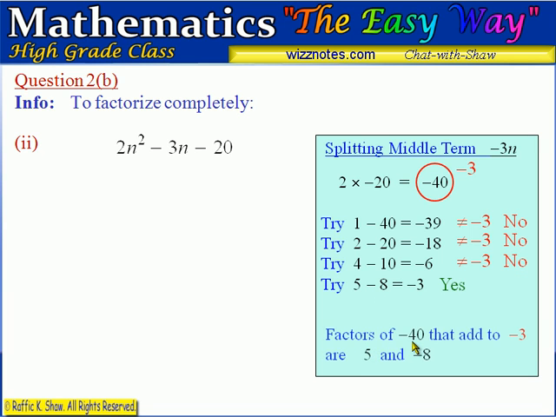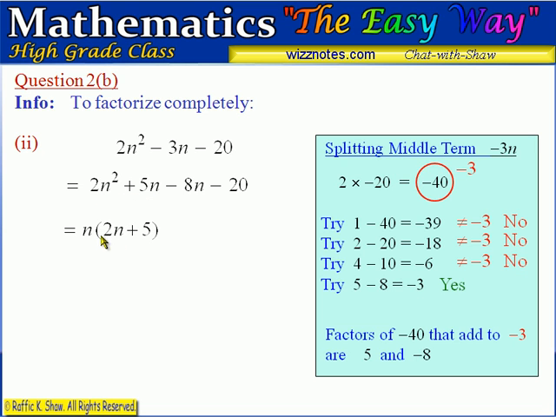And this is it. Factors of negative 40 that add to negative 3 are 5 and negative 8, and therefore the expression becomes 2n squared from here. The negative 3n, we split it into plus 5n minus 8n, and the negative 20 comes back here. And now we have 4 terms, and we can proceed by factorizing by parts or factorizing by grouping in the normal way. And so we look for a common factor in the first 2 terms here, and in this case the common factor is n. The highest common factor, that is n.